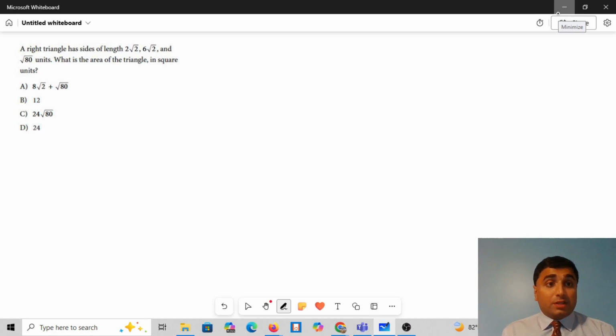This question is telling us that there's a right triangle which has sides of length 2 times the square root of 2, 6 times the square root of 2, and square root of 80 units. What is the area of the triangle in square units?